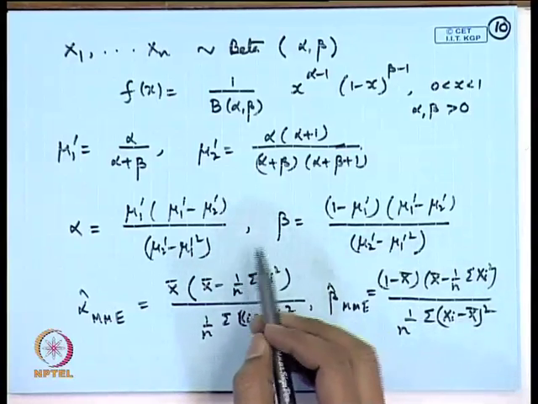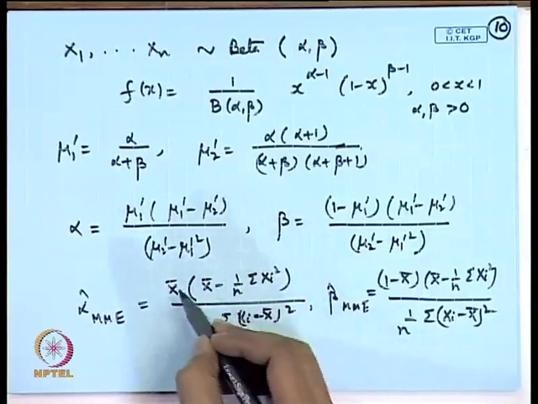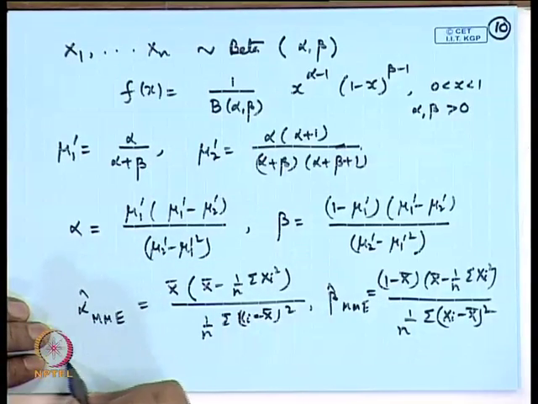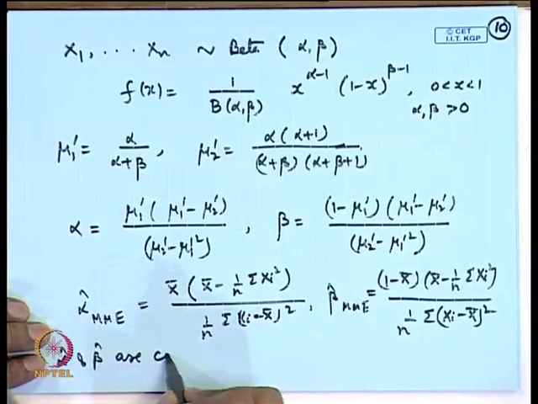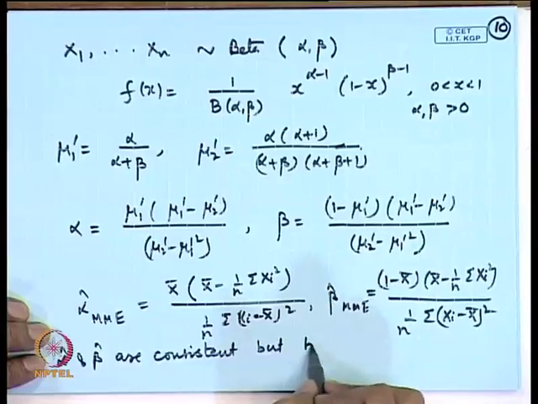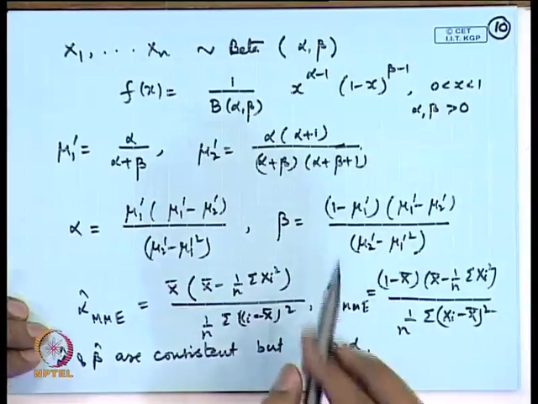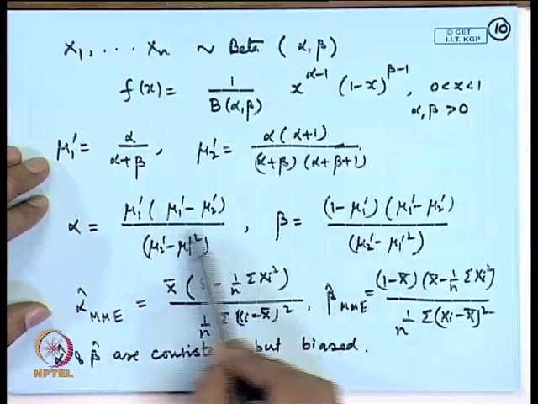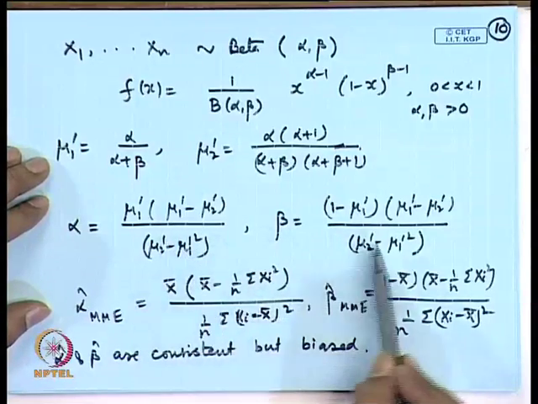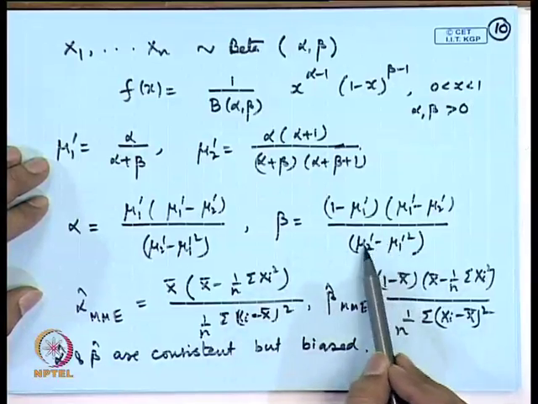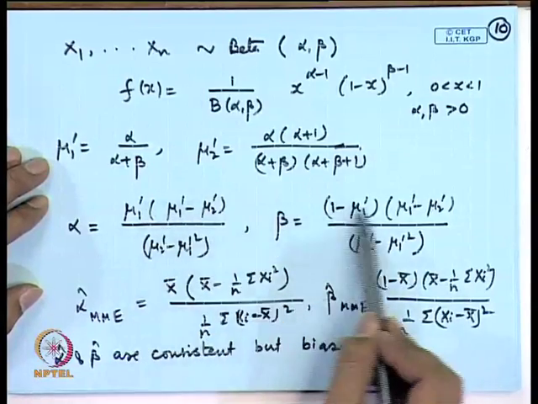In this case also, if we look at this, these estimators are consistent, but not unbiased. So, these alpha hat and beta hat MMEs are consistent. Consistency is obvious because these things have turned out to be continuous functions. In fact, the denominator is always positive, because mu 2 prime minus mu 1 prime square is actually the population variance.